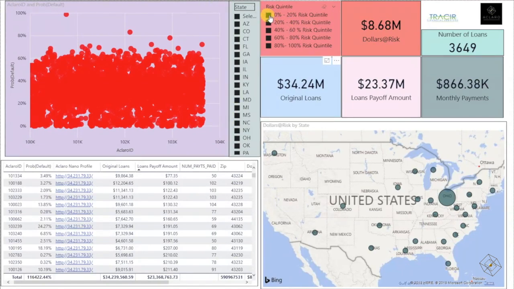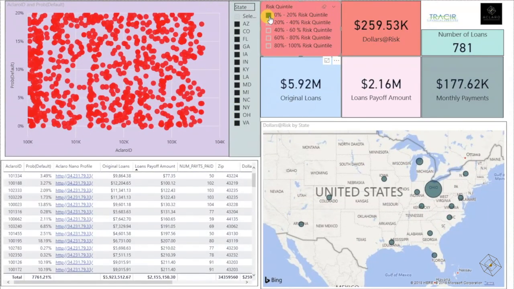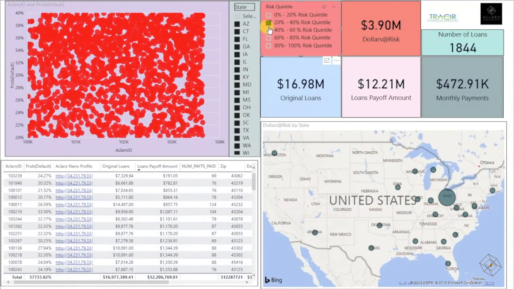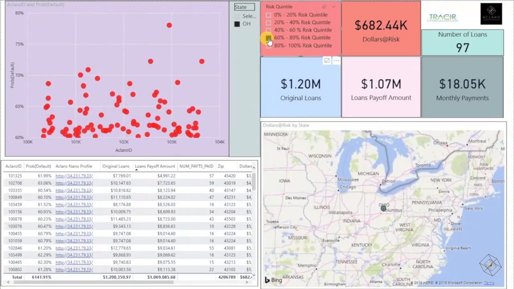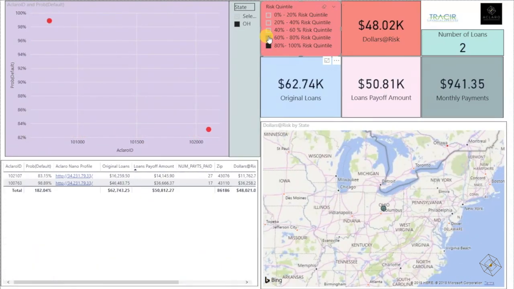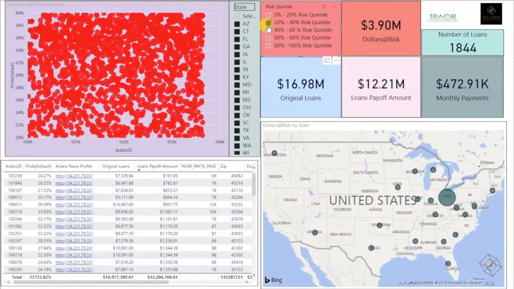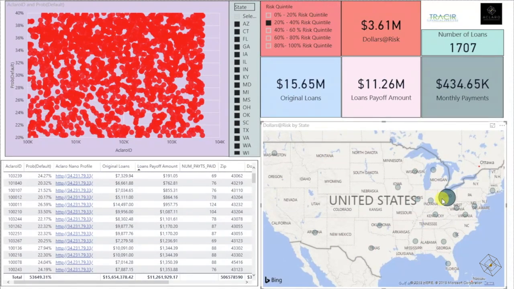There's also a filtering function that lets the user filter risk by quantiles. Here's a slice for the 0 to 20% risk of default, the 20 to 40% and others. When you select an individual quantile, the data in the dashboard is updated. You can select on the map of the US to zero in on a geographical area of interest.